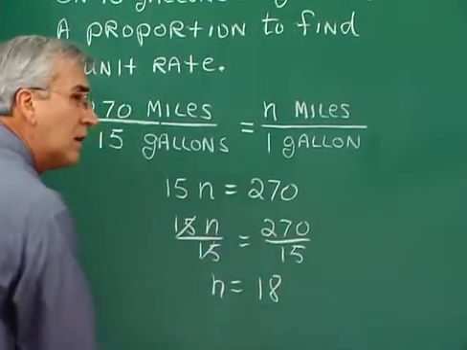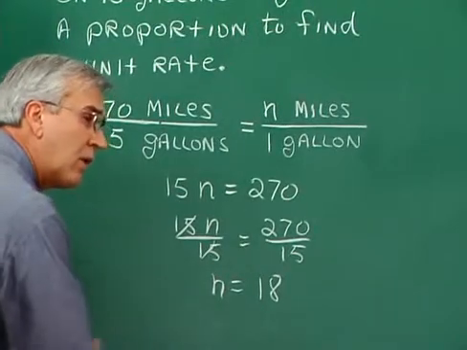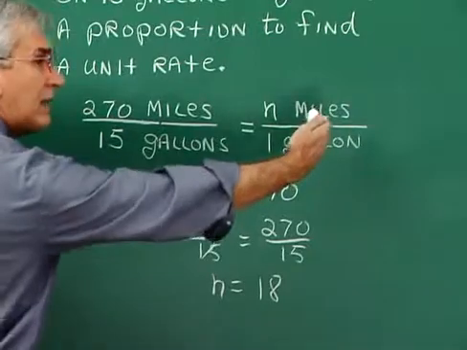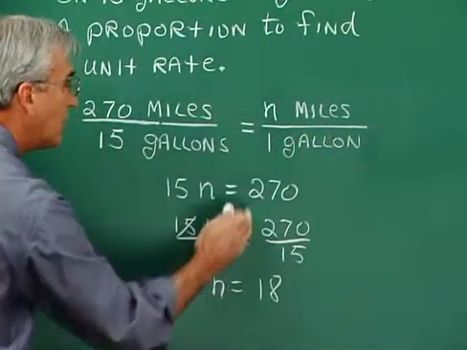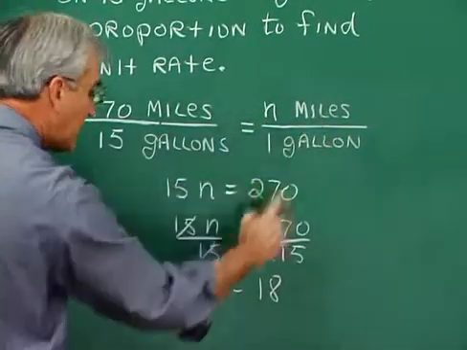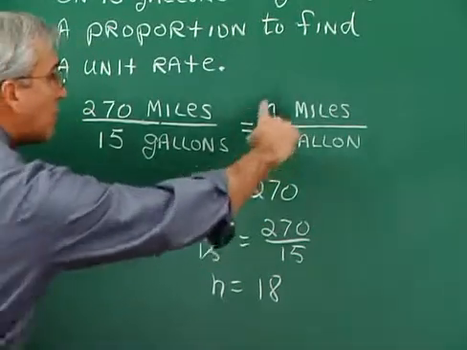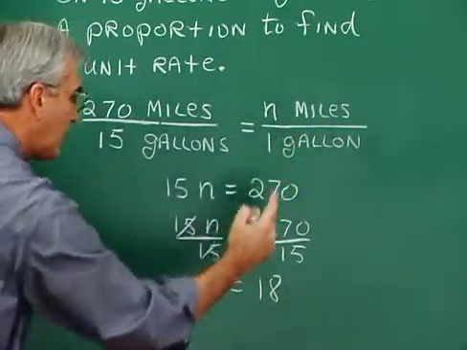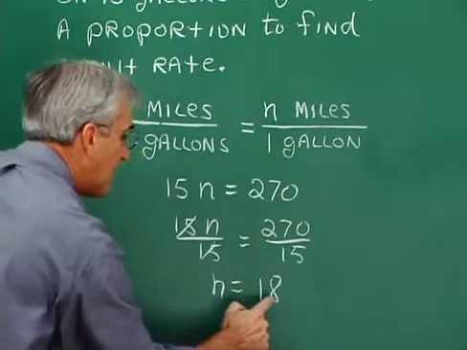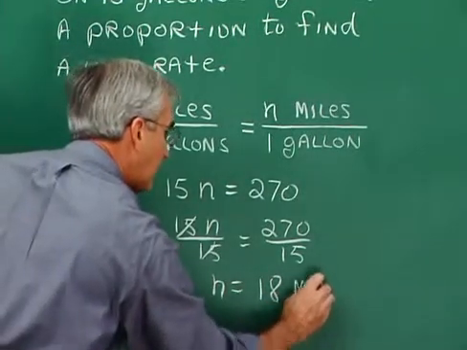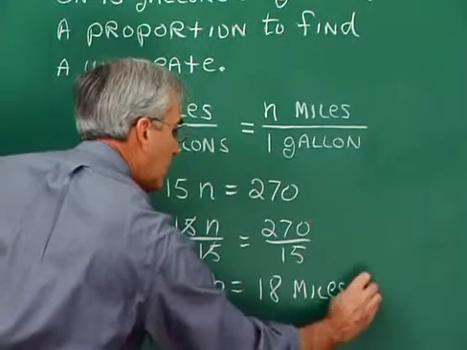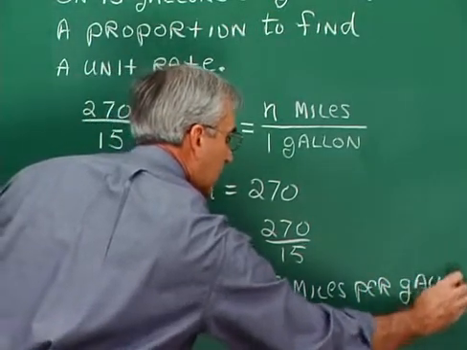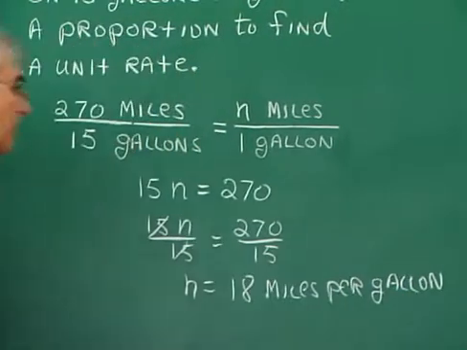So 18. Now what is 18? Well, if we forget, we can always look up into the structure of our equation here to see. N stood for the number of miles. So this is 18 miles, but it was 18 miles per gallon. You see, 18 miles in 1 gallon. So we write this then as 18 miles per gallon for the unit rate.